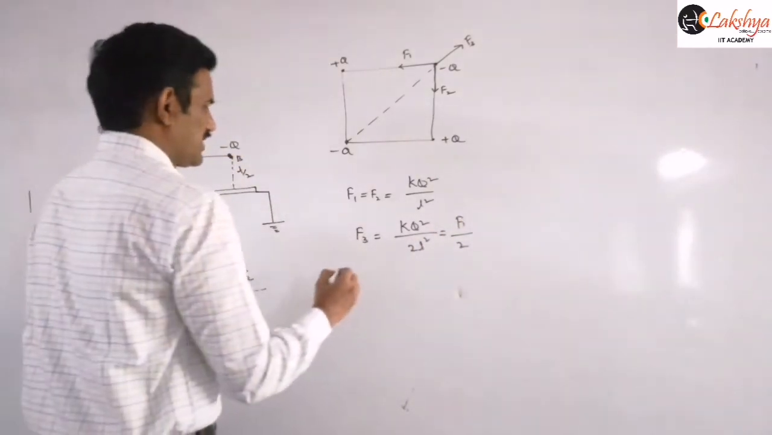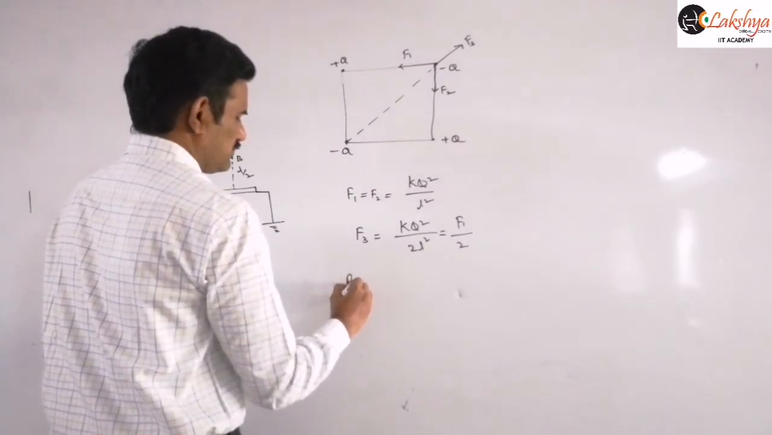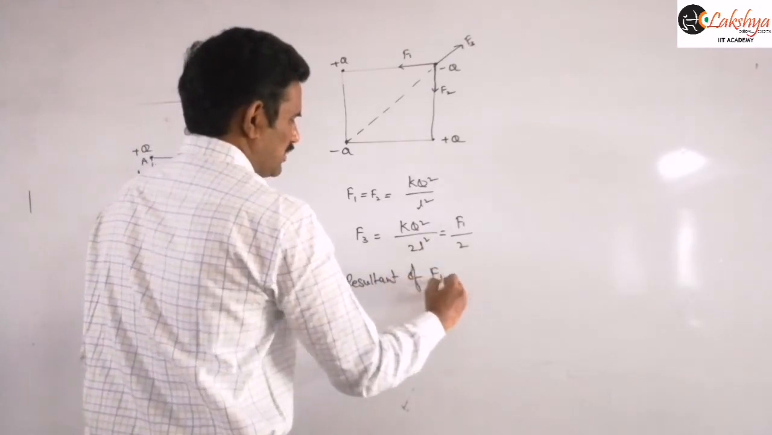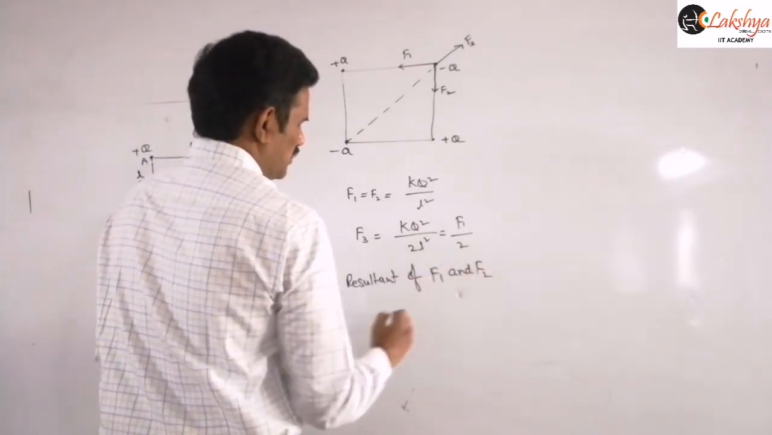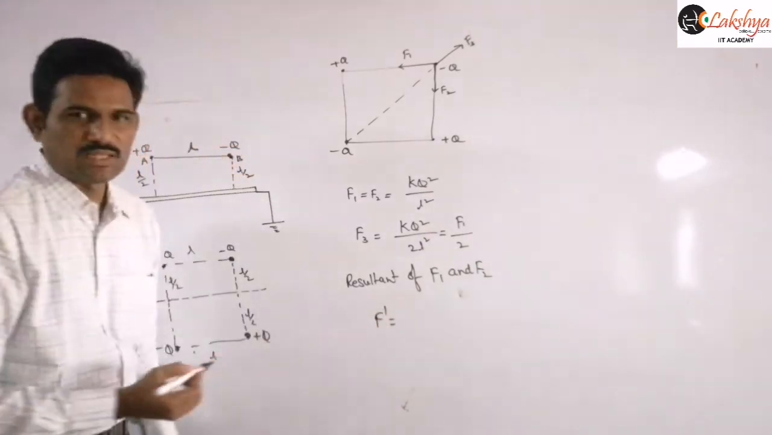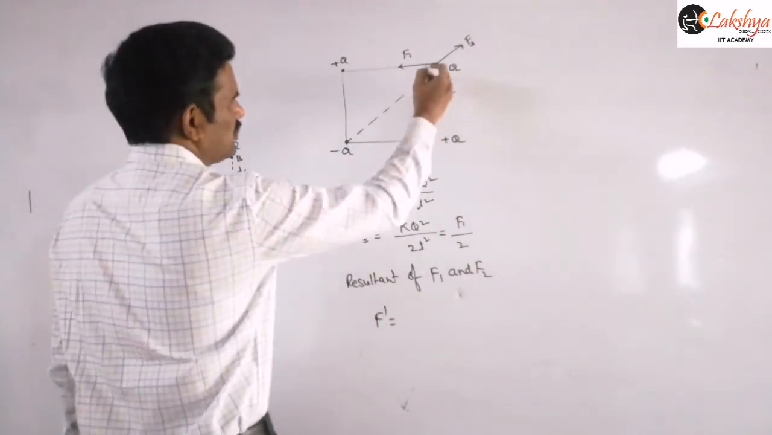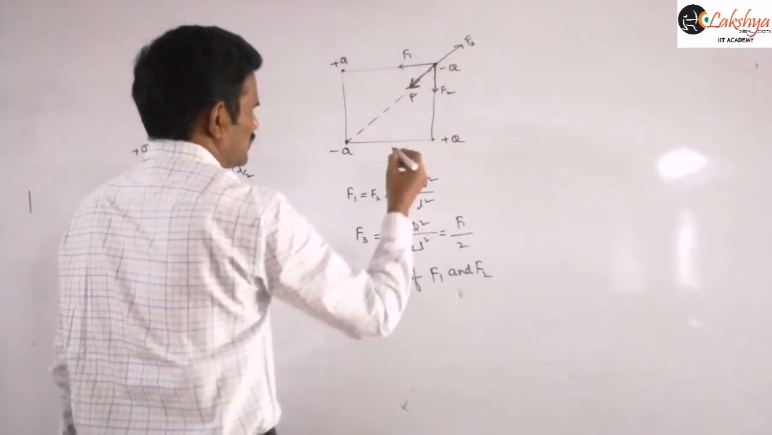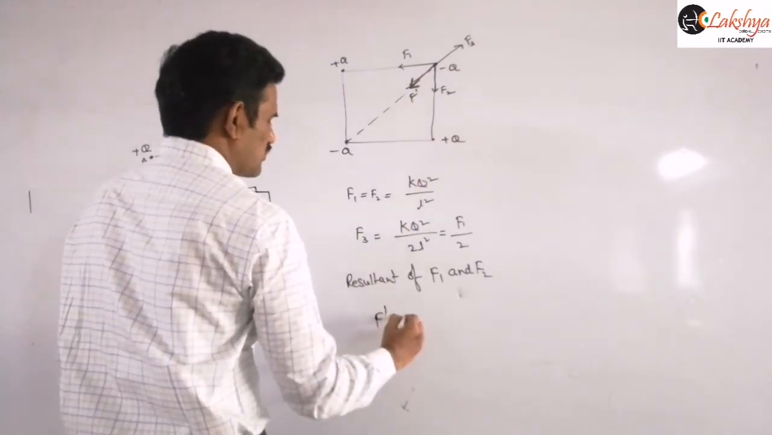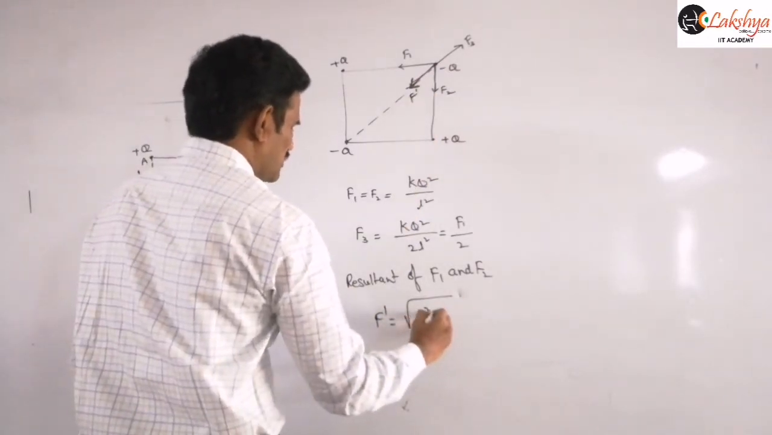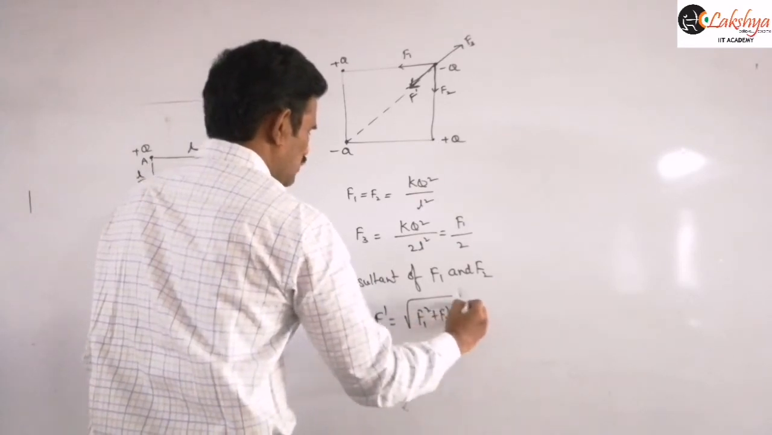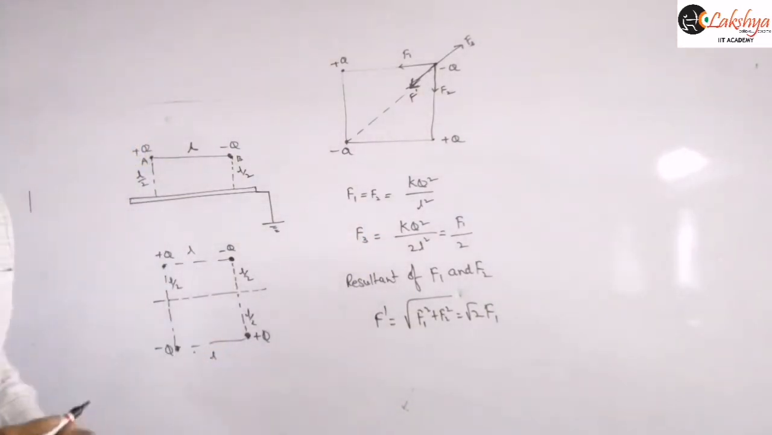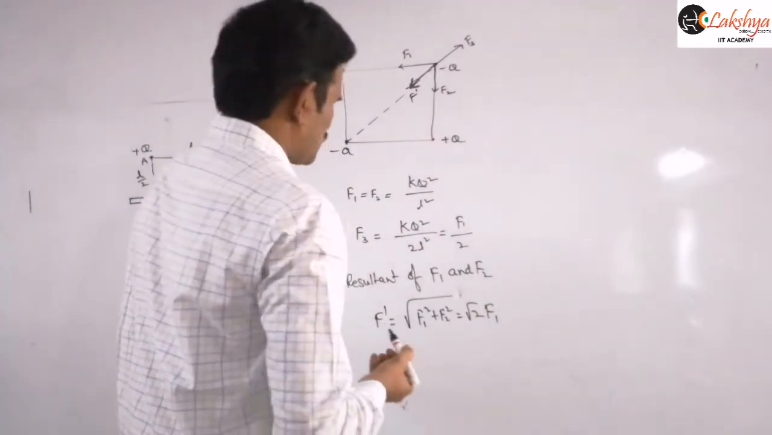And now the resultant of F1 and F2. If you find the resultant of F1 and F2, I am taking that as F dash, and the resultant of these two forces will be like this. The F dash value we can write as under root of F1 square plus F2 square, which we can write as root 2 F1, because F1 and F2 both are equal. You can replace F2 with F1.